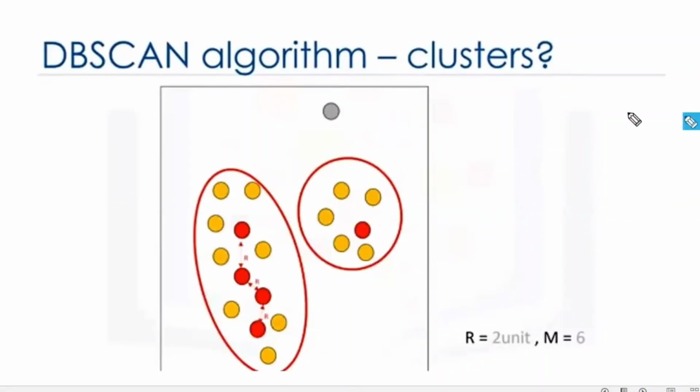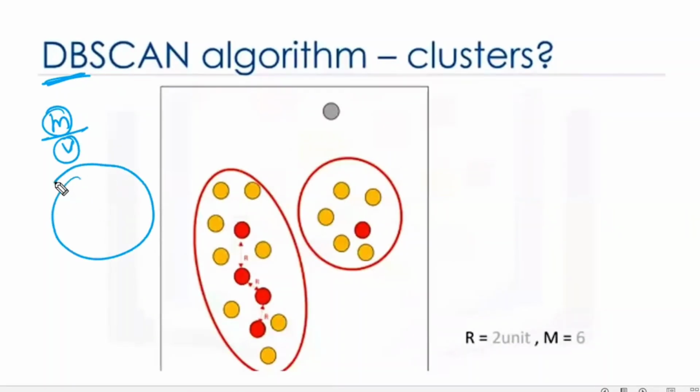Now density based clustering. What is meant by density based? Density means mass by volume. Mass means nothing but the number of neighbors. Volume is the given area. So whatever circle it has drawn, within this circle, does it have this minimum number of points or not? It is checking. So it is called density based.